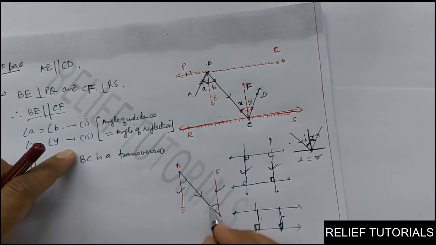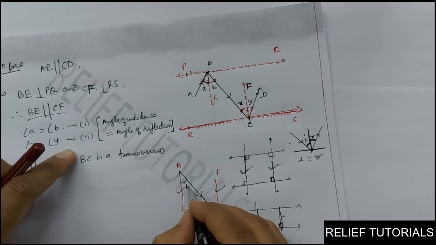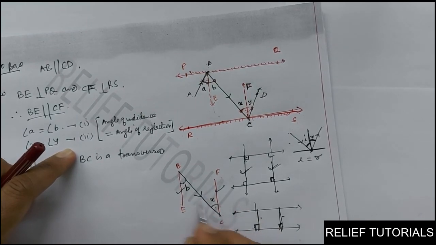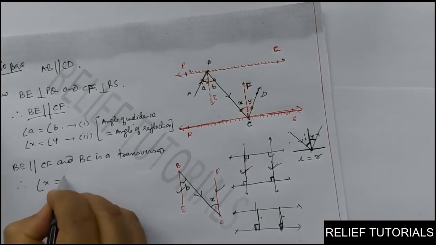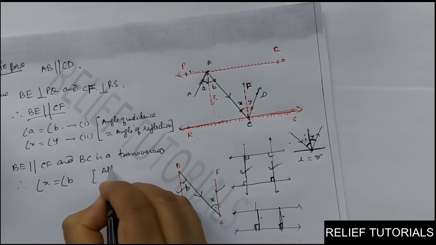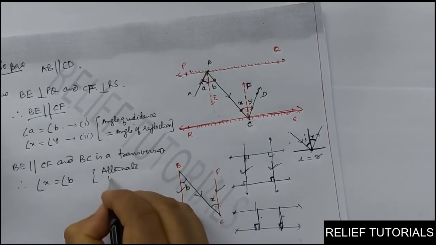And this is a transversal. So these two are alternate angles. That is B here, and here it is X. So alternate angles are equal. Therefore, I can say angle X is equal to angle B. Reason: alternate interior angles.